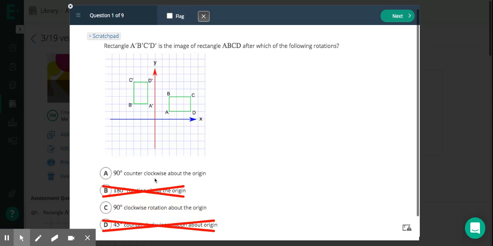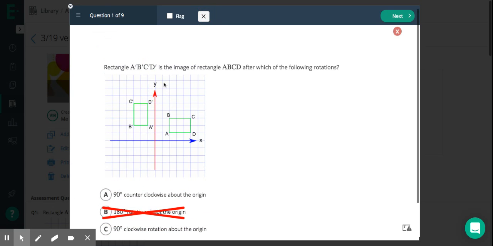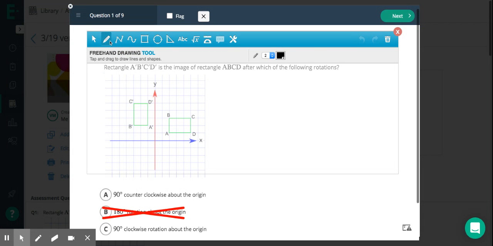And so I have 2 choices: counterclockwise and clockwise. If I only have 90 degrees left, I want to see which direction I moved. Well, I moved in this direction here, right? So which direction is that? If we look at a clock, clockwise is going to be going in that direction, right?